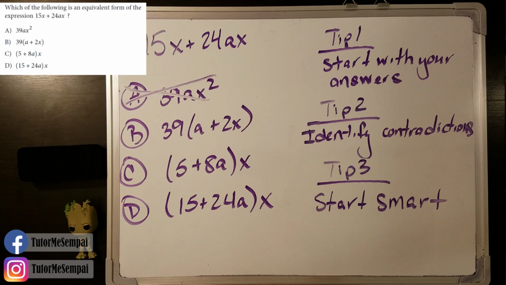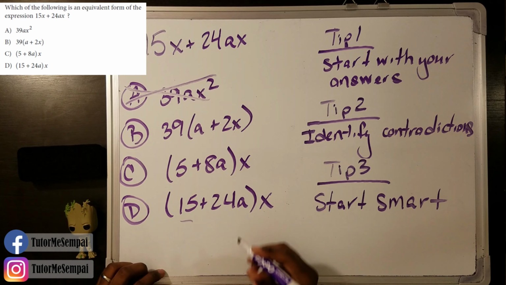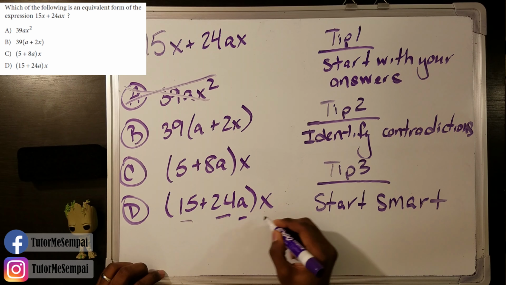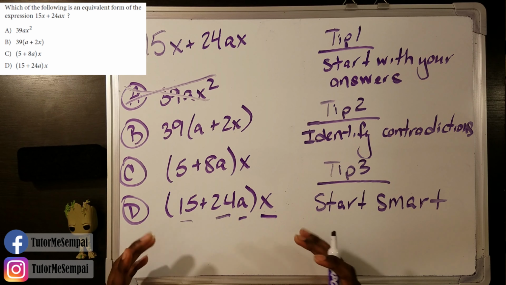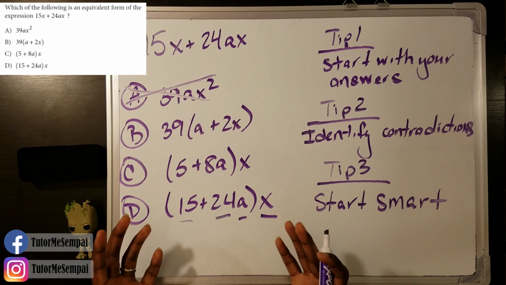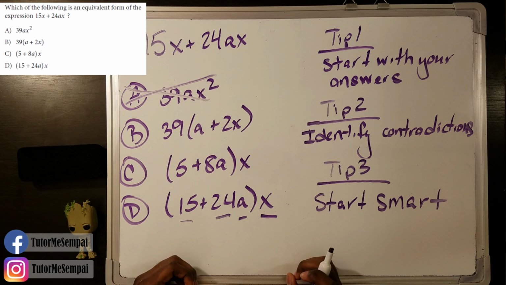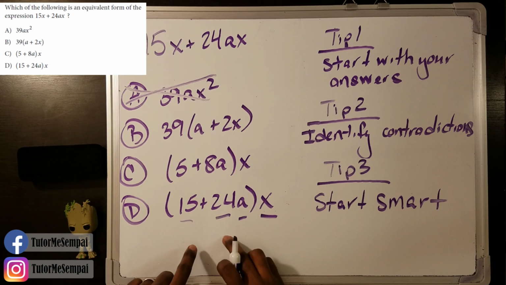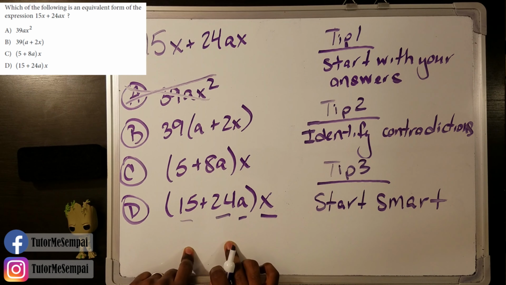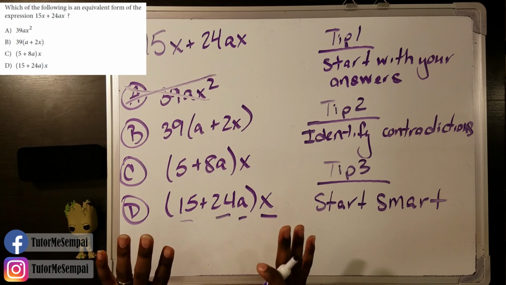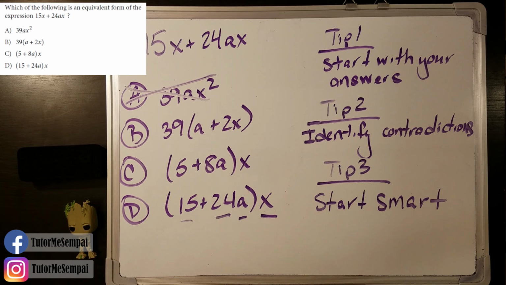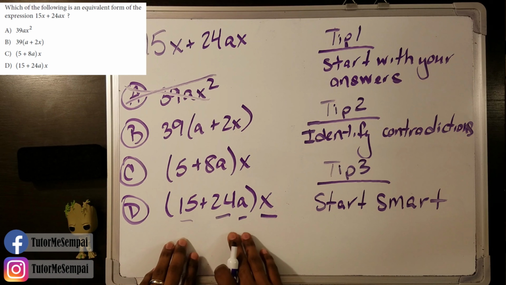And I will let you know, the one thing that stands out to me is D. I have a 15 here. I have a 24 here. There's an A and there's an X. This has all the makings of being my answer. Next, I move to step 2. Can I identify any contradictions in this that will dismiss this one? This one looks like it's the most likely, but if I find a contradiction, that means it's not the answer. So let's look for our contradictions.